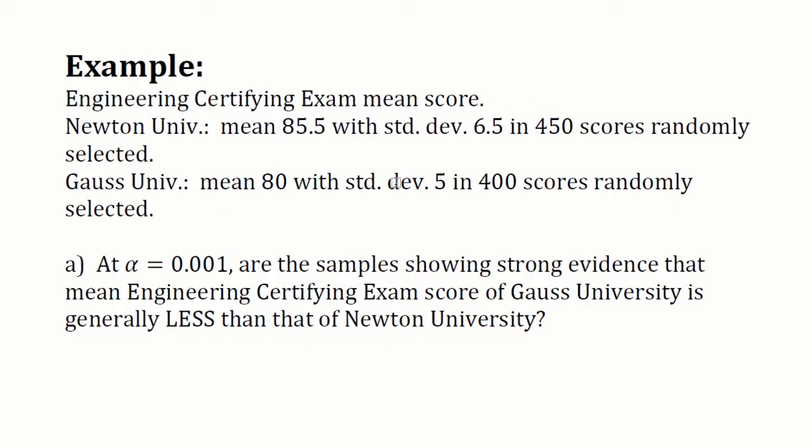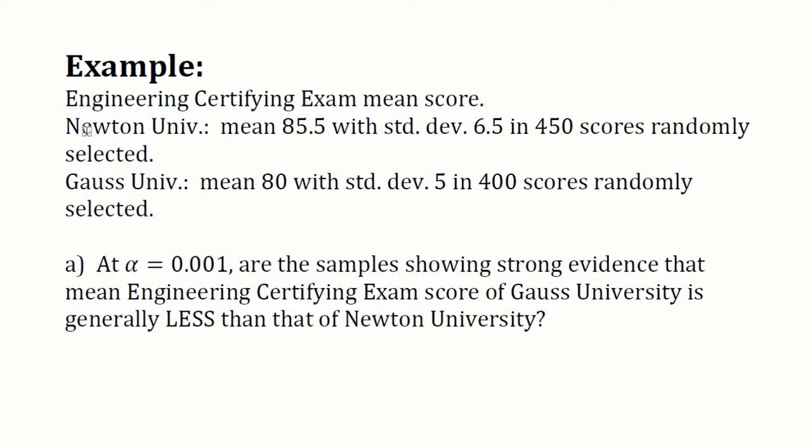So any university nationwide that has an engineering department will offer what's so-called an engineering certifying exam. That's an exam before engineering students can become formally certified into the major. And so here in this problem, let's say we have two universities. One of them is Newton University, and the other university is Gauss University. And so the engineering certifying exam mean score is what we are studying here.